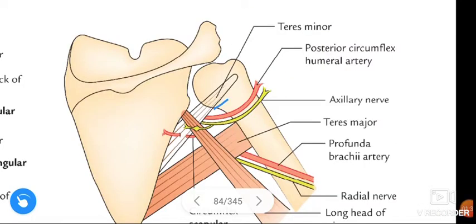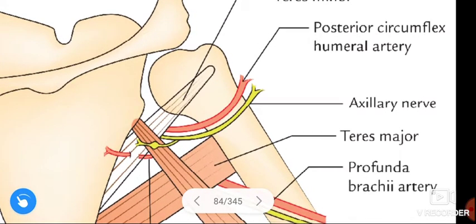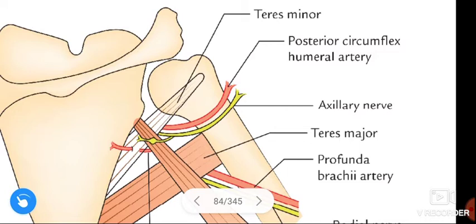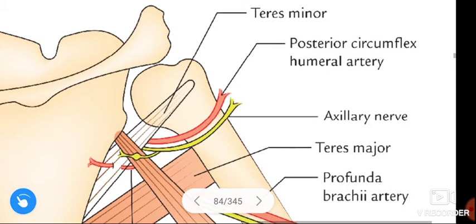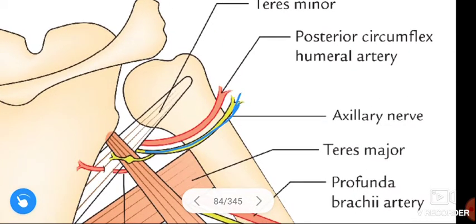See here, this is the quadrangular space. In this quadrangular space, axillary nerve runs along with the posterior circumflex humeral artery.